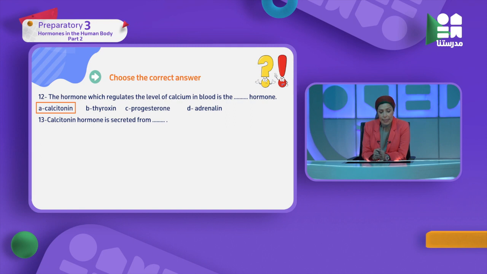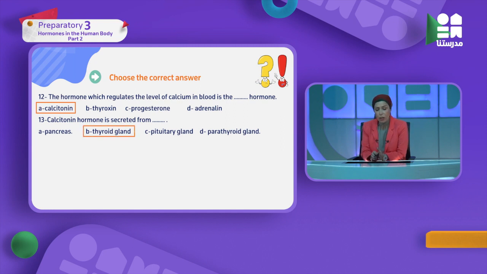calcitonin hormone is secreted from. طالما بيقول لي secreted from يبقى عايز النيم of the gland. النيم of the gland ايه؟ is it pancreas, thyroid gland, pituitary gland or parathyroid gland? طبعا of course it's the thyroid gland. الباراثايرويد it's kind of gland مش علينا بس هي para يعني means near جنب الثايرويد. في another gland اسمها parathyroid يعني near أو approaching جنبها جنب الثايرويد gland.